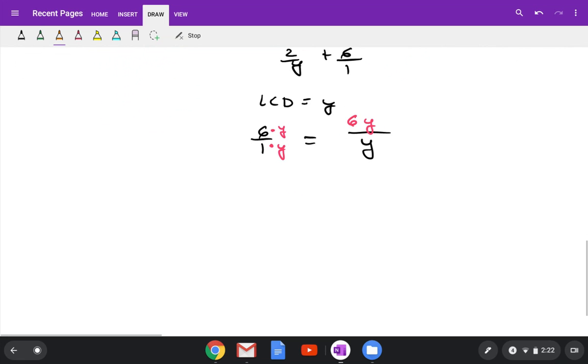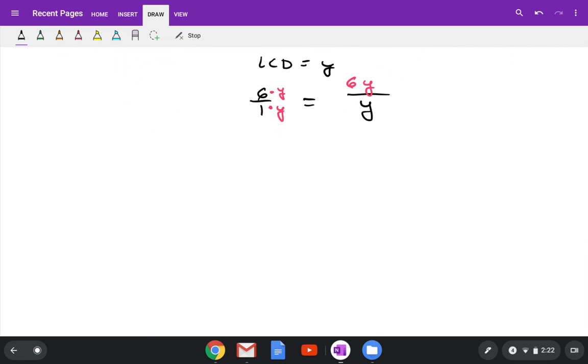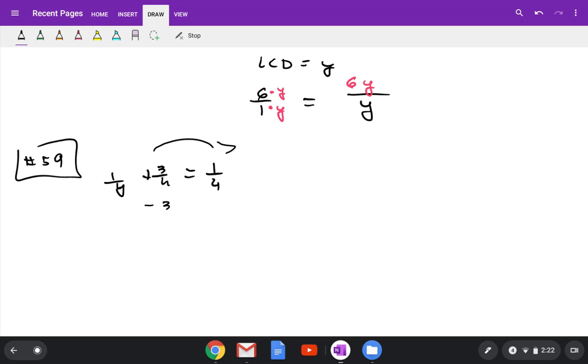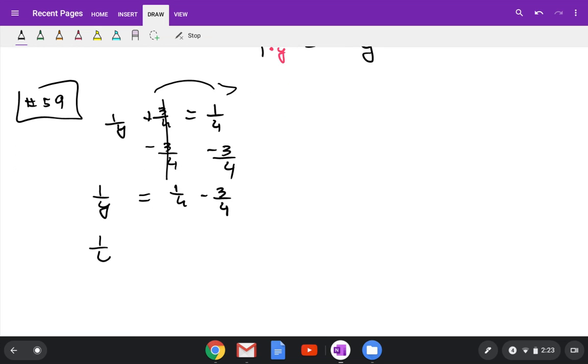Solve the equation. So let's do 59. And then I will record one more video. 59. So we have 1 over y plus 3 over 4 equal to 1 over 4. So to solve this one, I'm going to move 3 over 4 to the right side. So subtract 3 over 4. And that will give us 1 over y equal to 1 over 4 minus 3 over 4, which is negative 2 over 4.